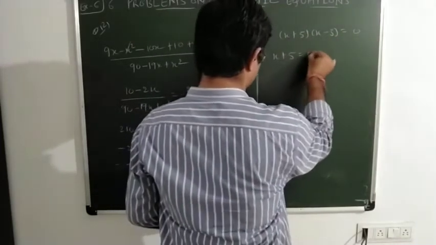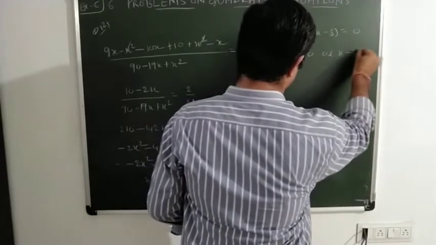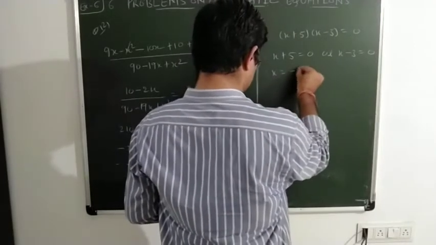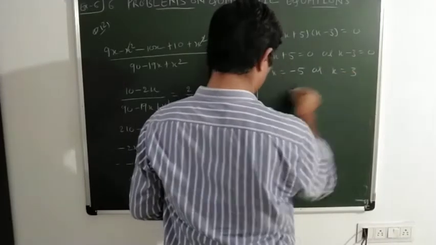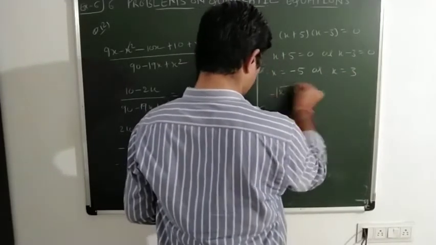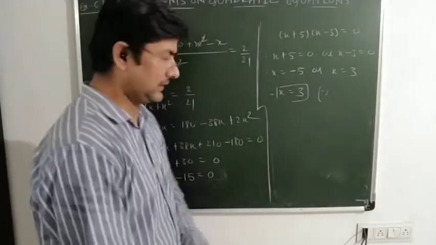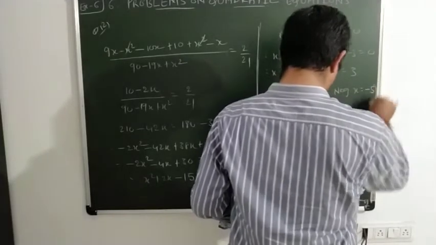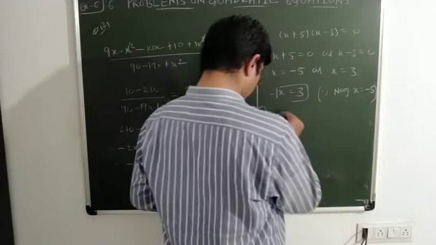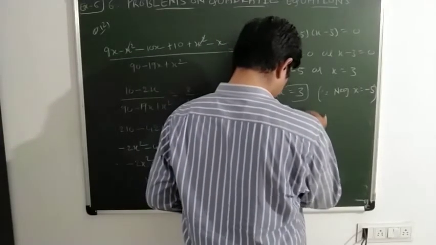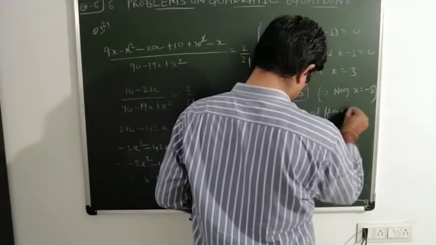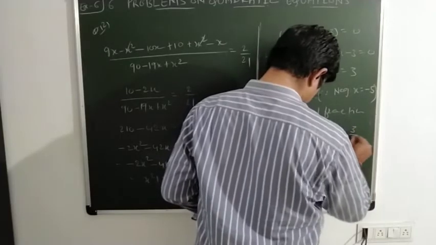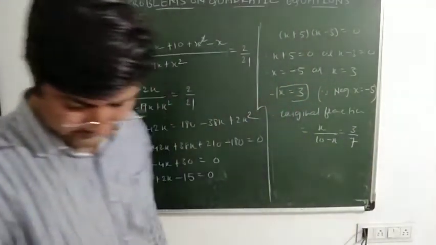Therefore x plus 5 is equal to 0, or x minus 3 is equal to 0. Therefore x is equal to minus 5, or x is equal to 3. Therefore x is equal to 3. We will take this and we will neglect x is equal to minus 5. Here, and therefore the original fraction x upon 10 minus x is 3 upon 7. Clear?